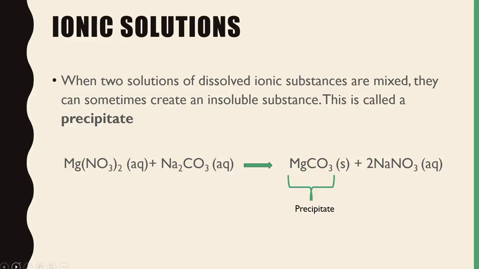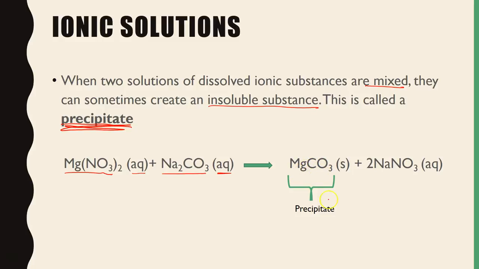When two ionic compounds are placed in a solution and they don't dissolve, or if two ionic compounds are mixed, they can sometimes make an insoluble substance or product. That's called a precipitate. So when you have an insoluble compound in the liquid, that's known as precipitate. So if we were to put magnesium nitrate, aqueous form, so magnesium is dissolved in water, and sodium carbonate, again dissolved in water, if we were to put those two together, we'd have two compounds.